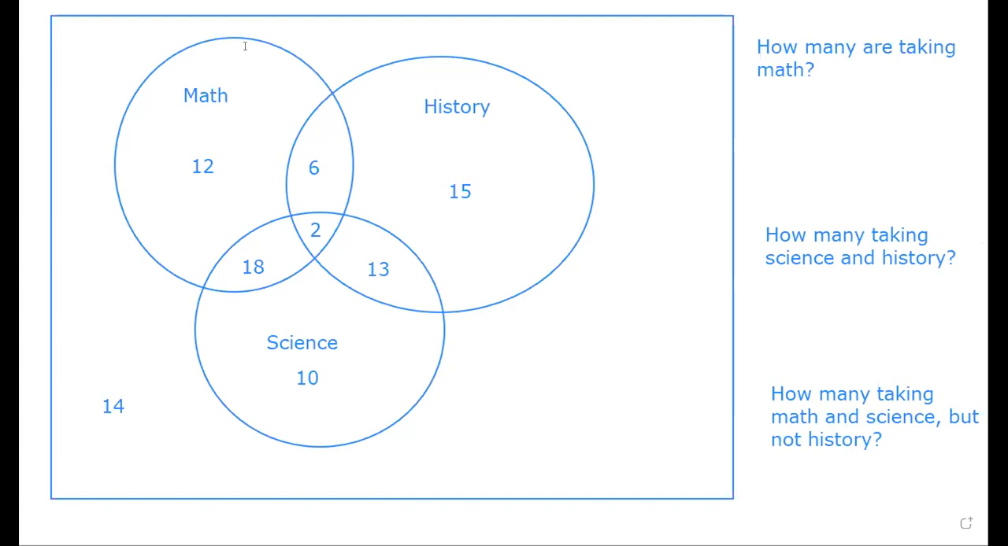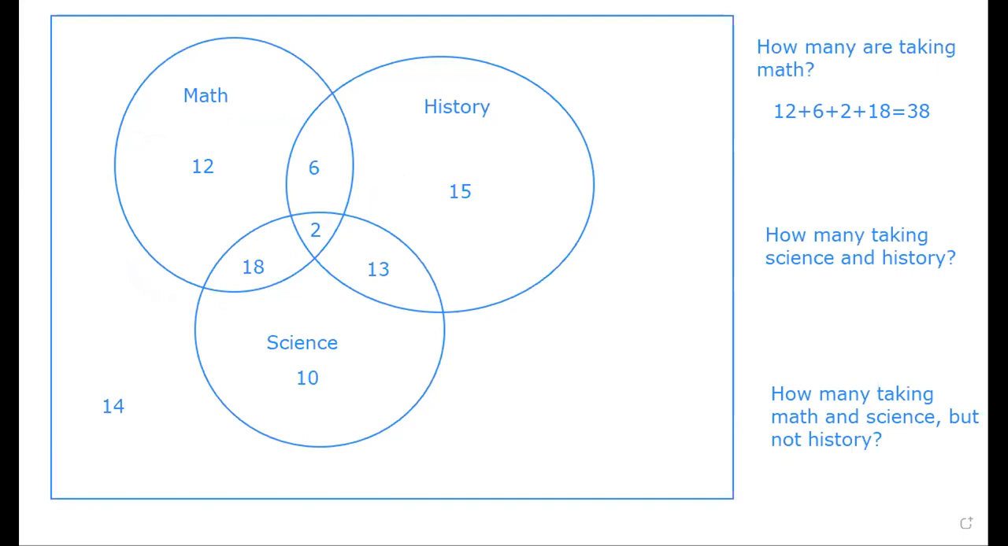Just doing the math itself, we will want to count up any of the numbers that are within math itself. So it would be these four numbers. You take those numbers and add them up and that will be your first part. So you have 12 plus 6 plus 2 plus 18, so 38. So we would have 38 students taking math.